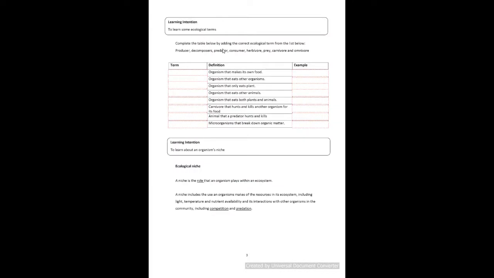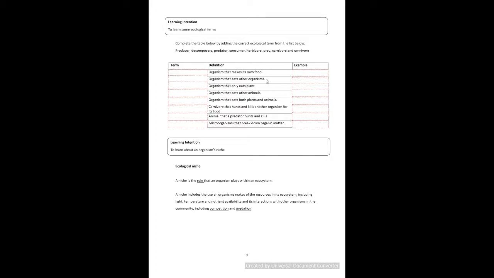We'll learn some ecological terms, and we keep coming back to our ecological terms as we go through the course. So we're going to look to see where producers, decomposers, predators, consumers, herbivores, prey, carnivores, omnivores go. So an organism that makes its own food is a producer. There's words like autotrophs, but we don't use those. So the organisms that make their own food are producers, and an example is any green plant. So say, for example, algae, say, for example, dandelions, whatever.